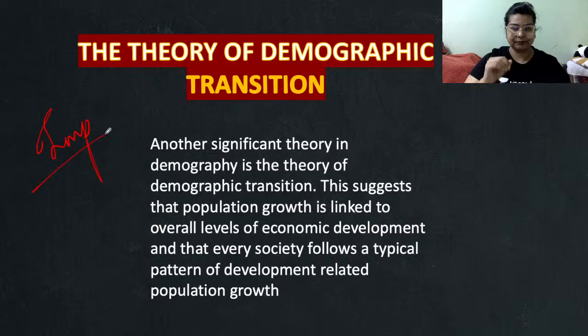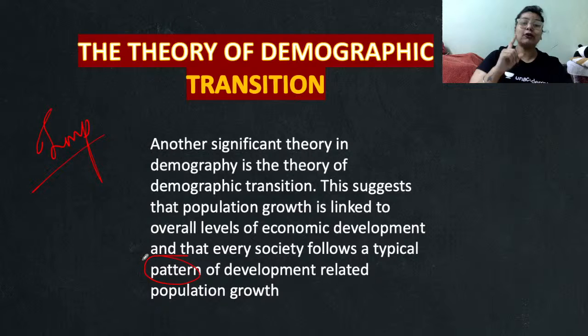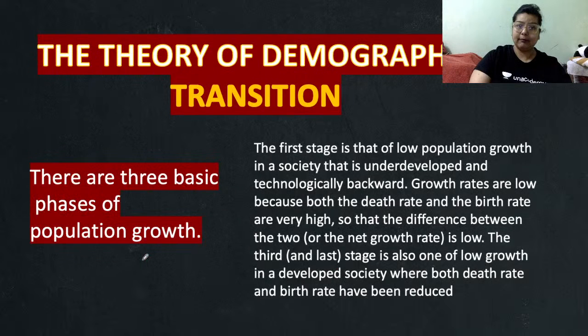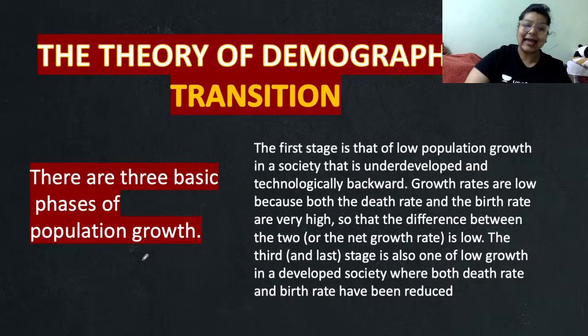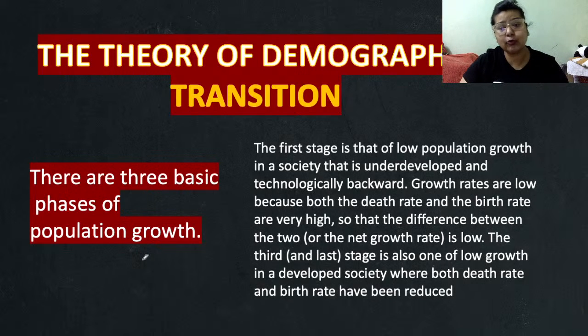So here we have spoken about pattern. The theory of demographic transition was about the patterns of population growth. There were three basic phases of population growth. The first stage was low population growth in a society that was underdeveloped and technologically backward. In this case, growth rates are low because both the death and birth rates are very high. So what was the difference? Net growth, if you might say.